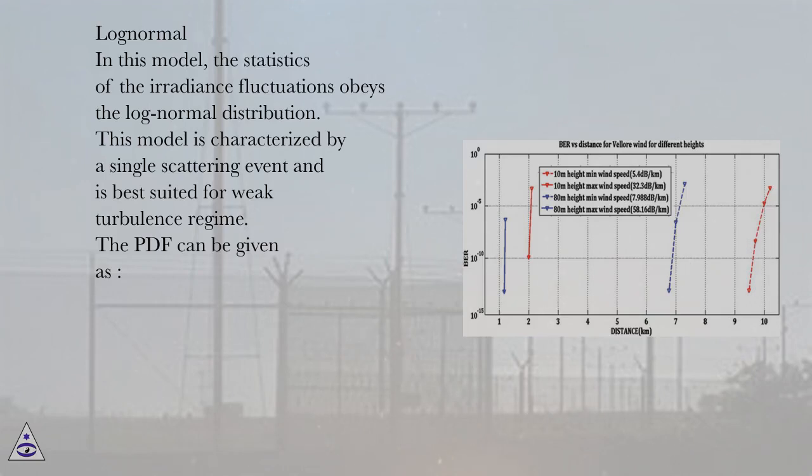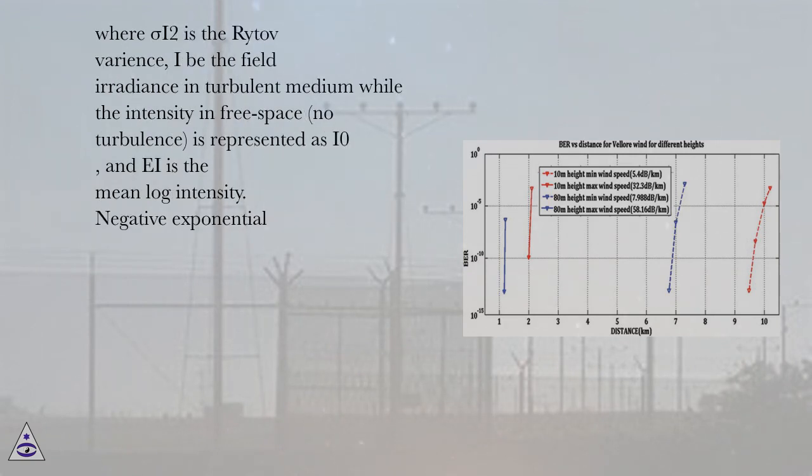Lognormal. In this model, the statistics of the irradiance fluctuations obey the log-normal distribution. This model is characterized by a single scattering event and is best suited for the weak turbulence regime. The PDF can be given as, where sigma_I^2 is the log-irradiance variance, I is the field irradiance in the turbulent medium, while the intensity in free space, no turbulence, is represented as I0, and A is the mean log intensity.